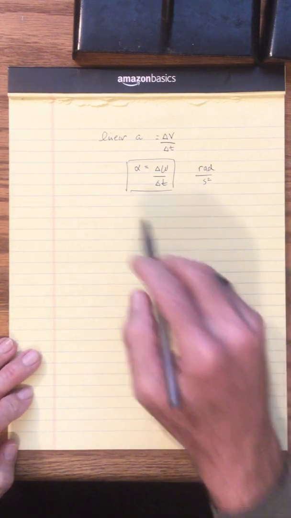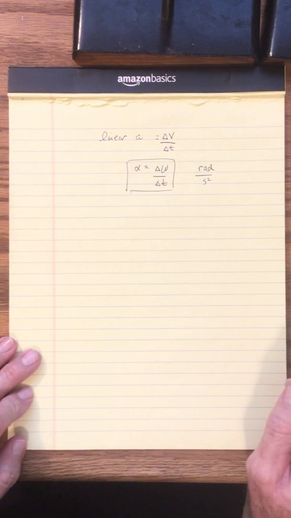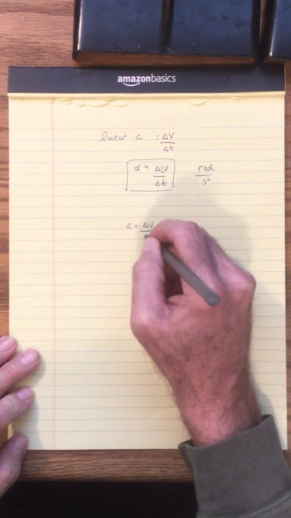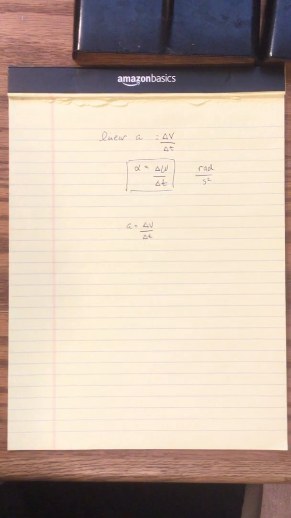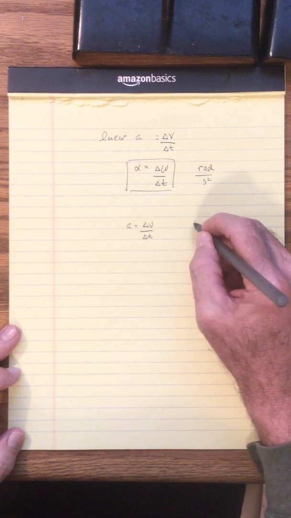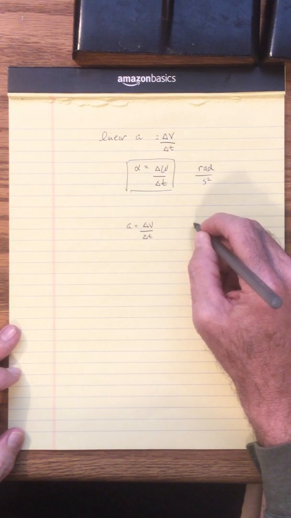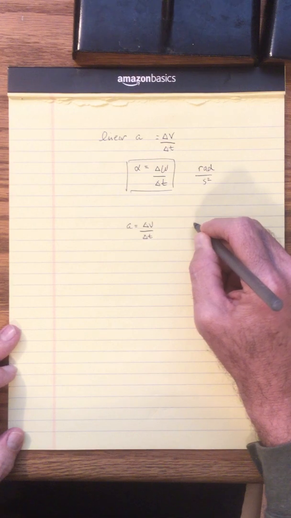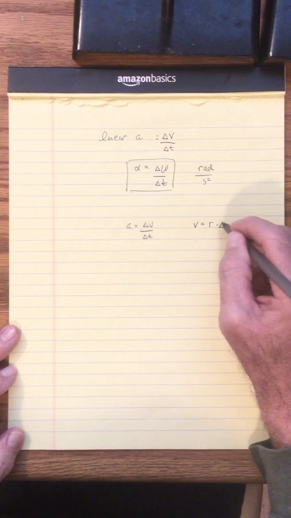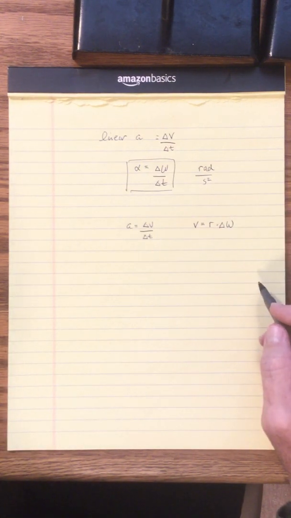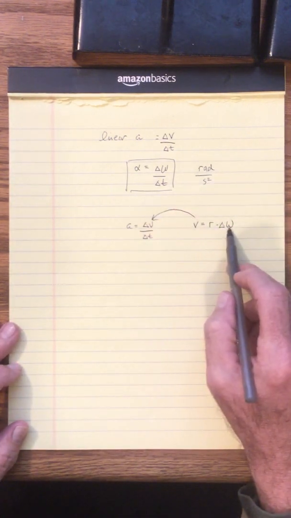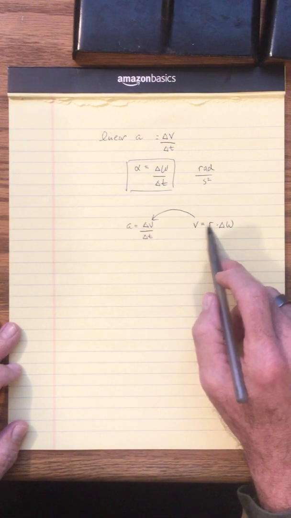So we have our formula for regular acceleration. So acceleration is going to be equal to the change in velocity over the change in time. And we have our formula from the previous section, which is that the velocity is going to be equal to r times delta omega. So we can plug this in right here. What's my velocity? My velocity is dependent upon how quickly it's spinning times the radius. Again, this is linear velocity.